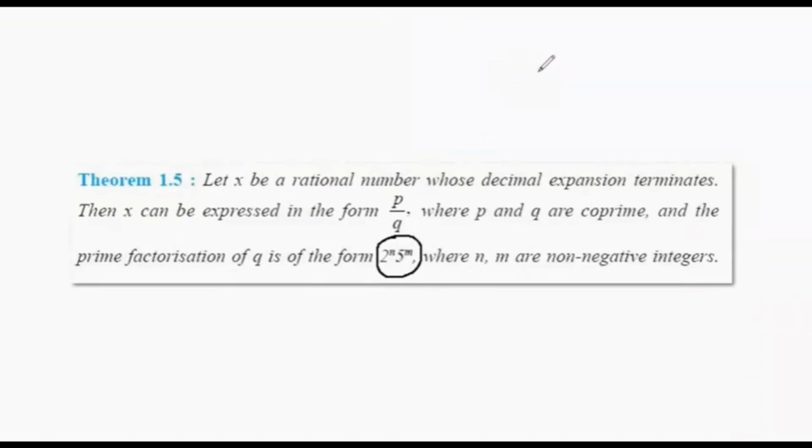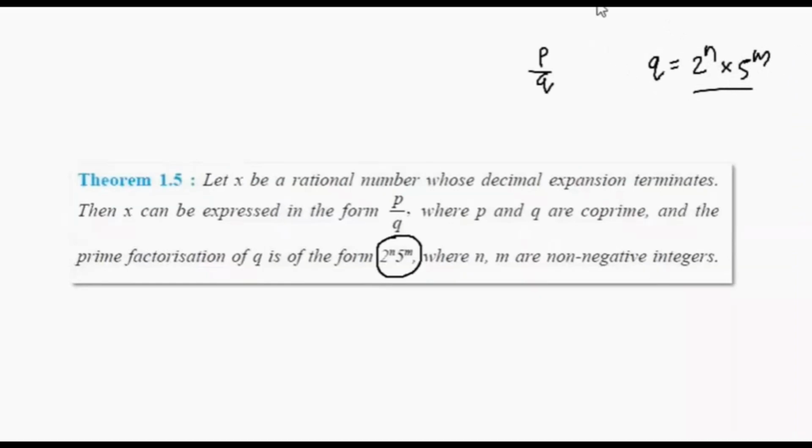x is a rational number whose decimal expansion terminates at a point. Then we can write x in the form p by q, where p and q are coprime numbers, with the denominator q in its prime factorization having the form 2 raised to n into 5 raised to m. No other numbers, no other powers, only powers of 2 and 5; no other prime numbers come in the prime factorization. Okay, this is the thing.